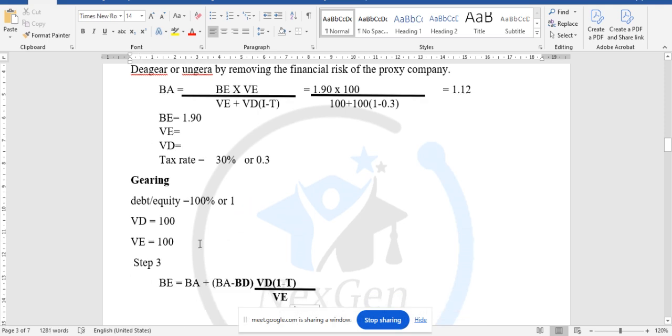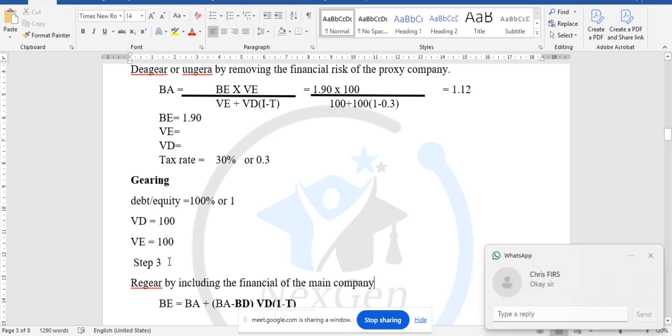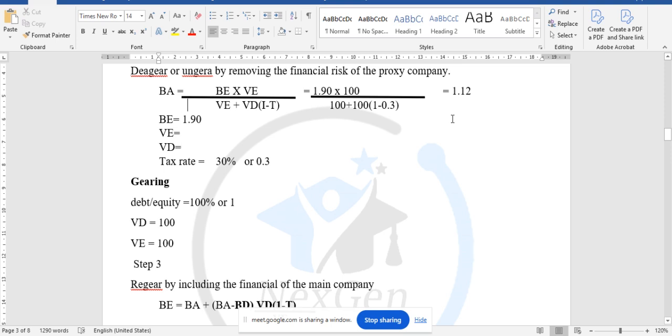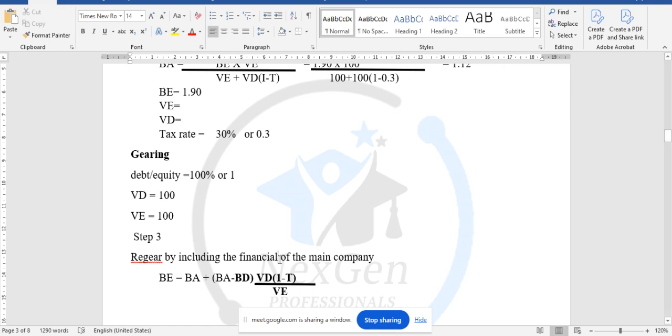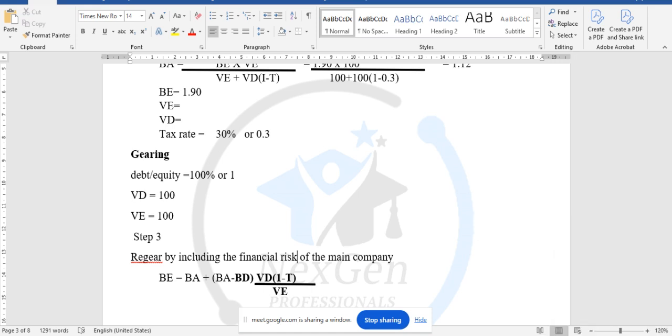Okay, step 3. We have to regear, so we need to include the financial risk of the main company. Don't forget that the asset beta that you calculate is the business risk in that industry. So you will now add the financial risk of the main company. When you add the financial risk of the main company, it becomes what?